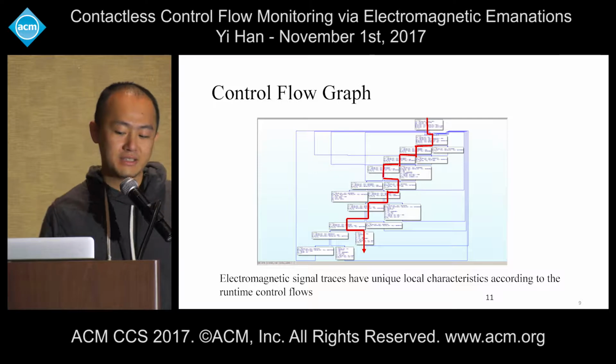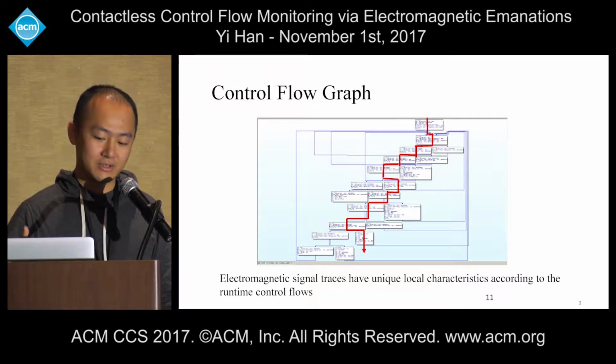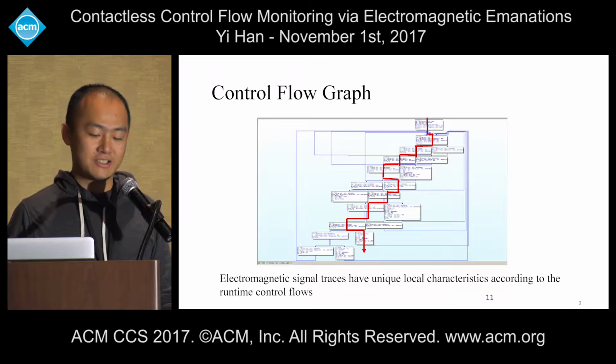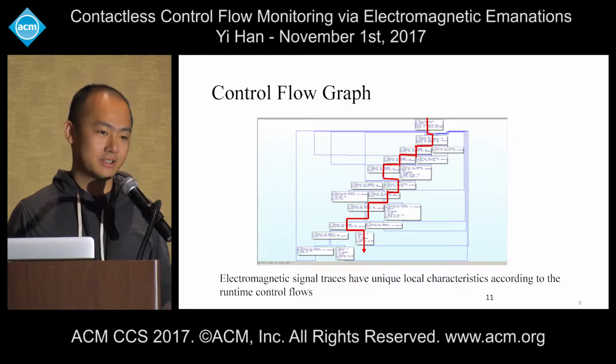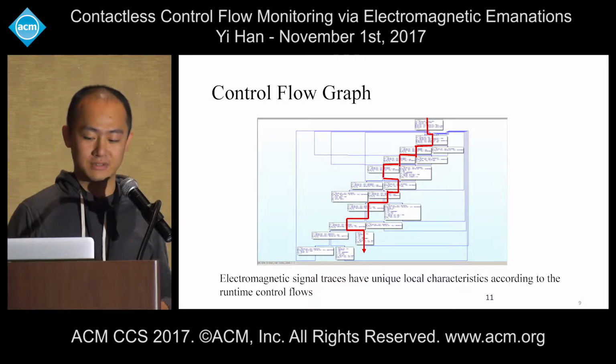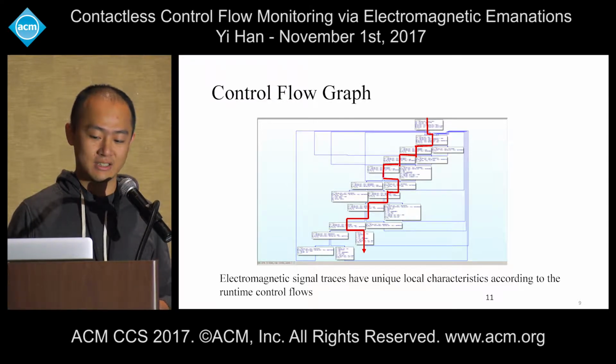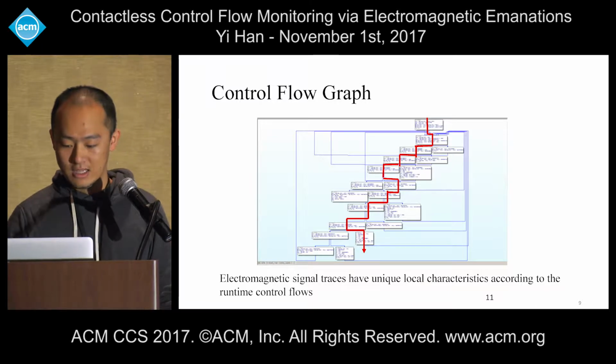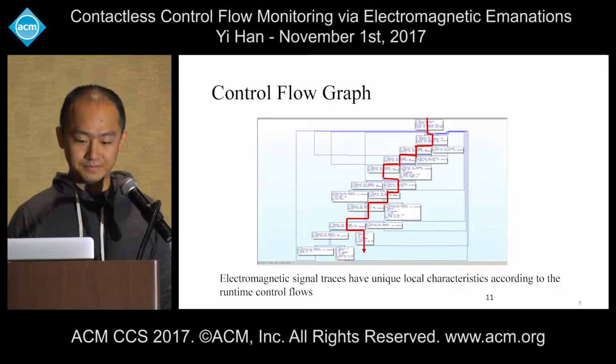This is basically to say that the EM signals recorded during the executions can describe which control flow the current execution is taking. And our system, our behavior model, integrates a large number of these EM signals to fingerprint the executions of the program. So here's an overview of our approach.